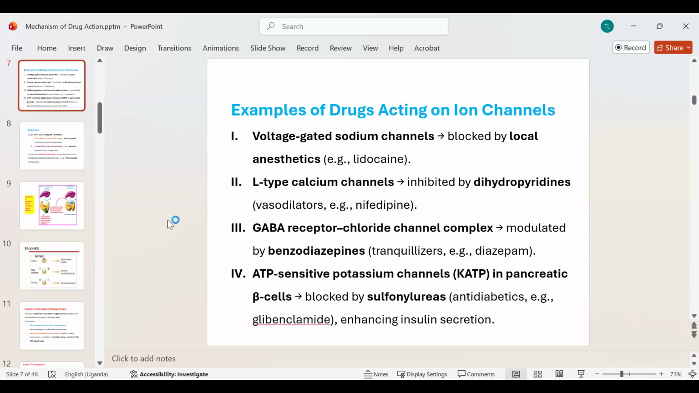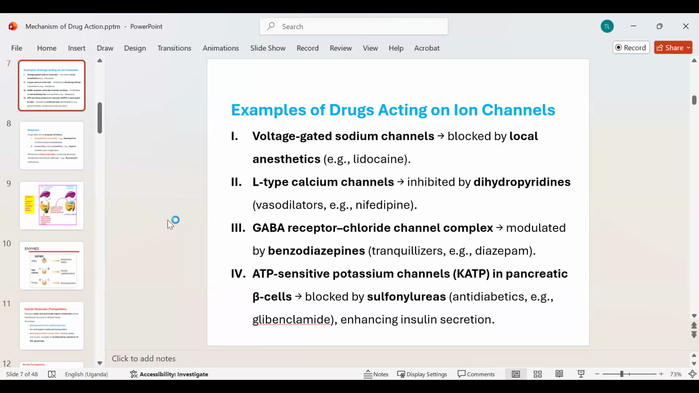Then the ATP-sensitive potassium channels. Yes, ATP-sensitive potassium channels. These are very important when it comes to drugs, especially the sulfonylureas, which we normally use in management of diabetes mellitus.